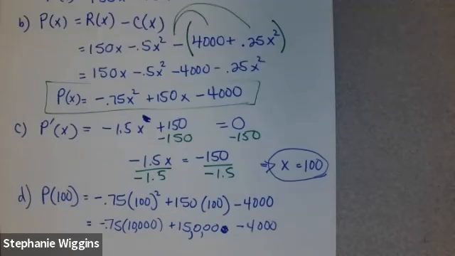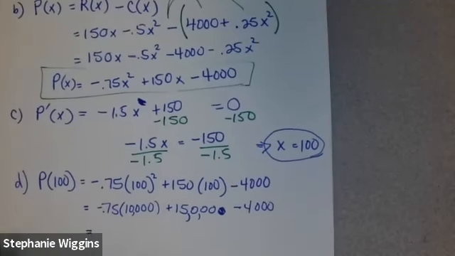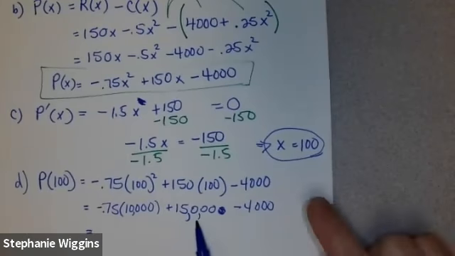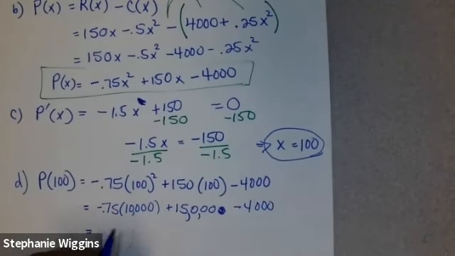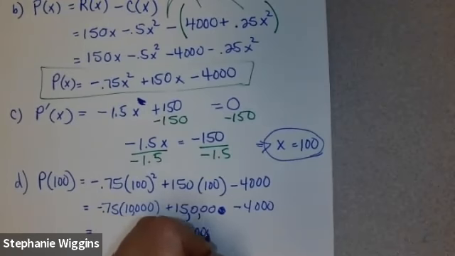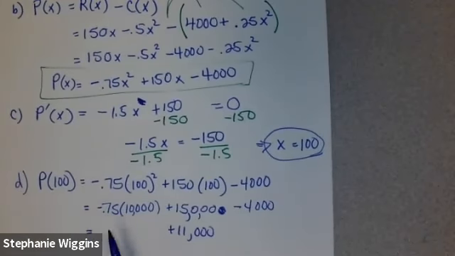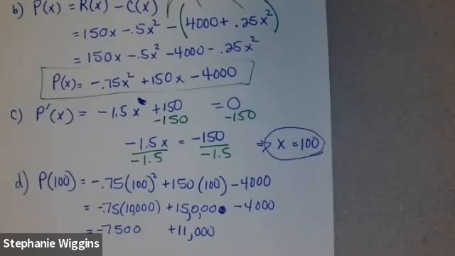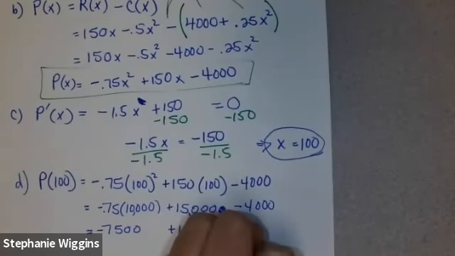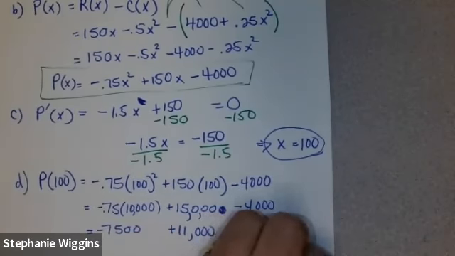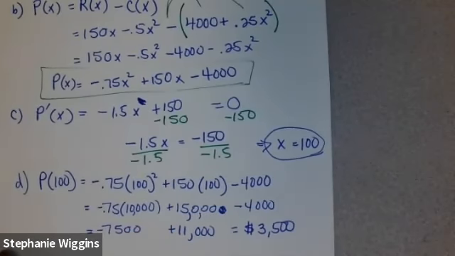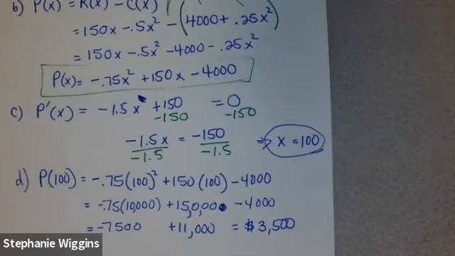Probably should have just used the calculator to do this, but that's okay. We're almost done. So we have 15,000 minus 4,000. That's going to be 11,000. And then here I've got 4 zeros. So I have 7,500 like that, minus 7,500. So the answer is $3,500 is my profit. And what is the price that you have to set to get that profit?